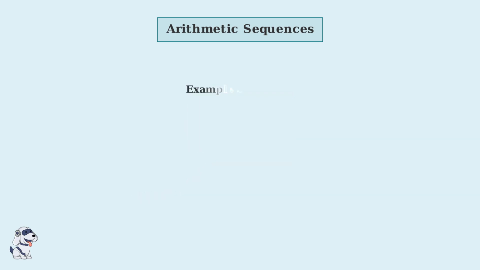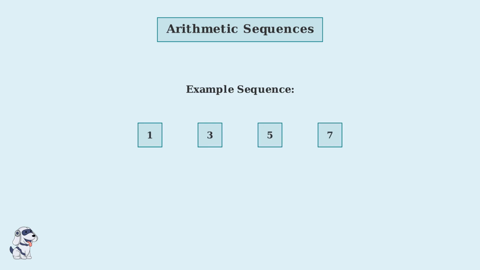Let's create our own simple example. Consider the sequence 1, 3, 5, 7, and so on. What do you notice about the differences between consecutive terms? Let's calculate the differences. From 1 to 3, we add 2. From 3 to 5, we add 2. From 5 to 7, we add 2. The common difference is 2, making this an arithmetic sequence.